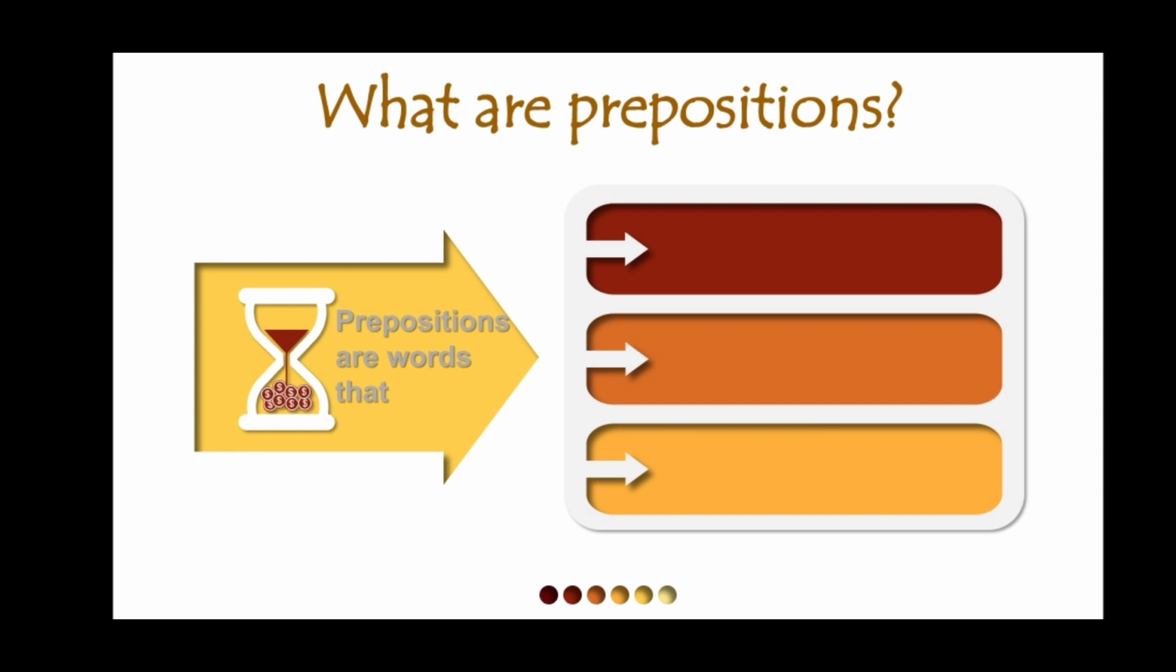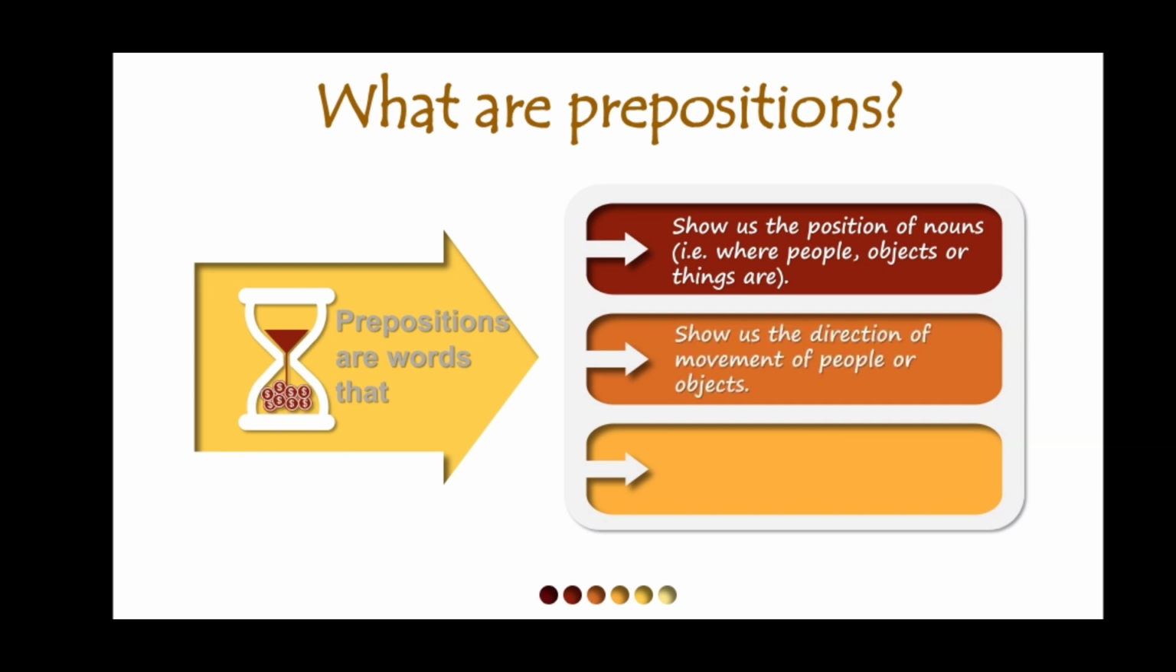Prepositions are words that show us the position of nouns, that is where people, objects or things are. Such prepositions are known as prepositions of place. Prepositions also show us the direction of movement of people or objects. These prepositions are known as prepositions of direction. Then prepositions also tell us about time, that is when an action took place or will take place. Children, such prepositions are known as prepositions of time.